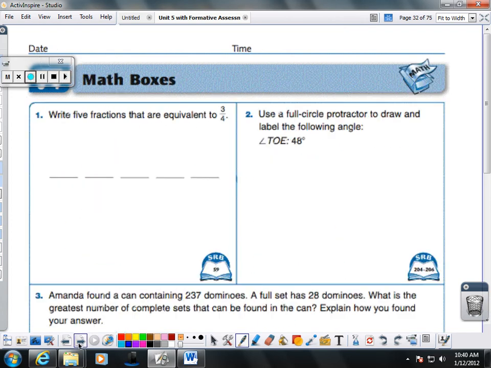And when you're done with that, you have a set of math boxes you can work on. So I hope you guys enjoy. You want to pay attention to this one because you are going to have a quiz that's going to be very, very similar to that particular problem.